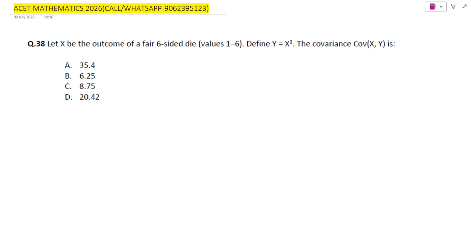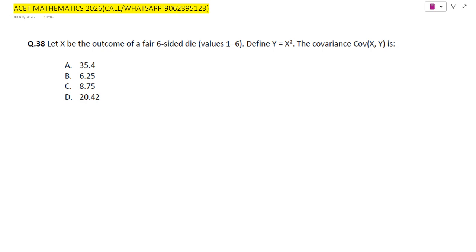Hello everyone. Today we are going to solve a very important probability and statistics question from the ACET 2026 paper. Now, before we begin, let me tell you one important thing about the ACET examination. The Actuarial Common Entrance Test is designed to assess your ability to apply mathematics to real life situations involving uncertainty and risk.